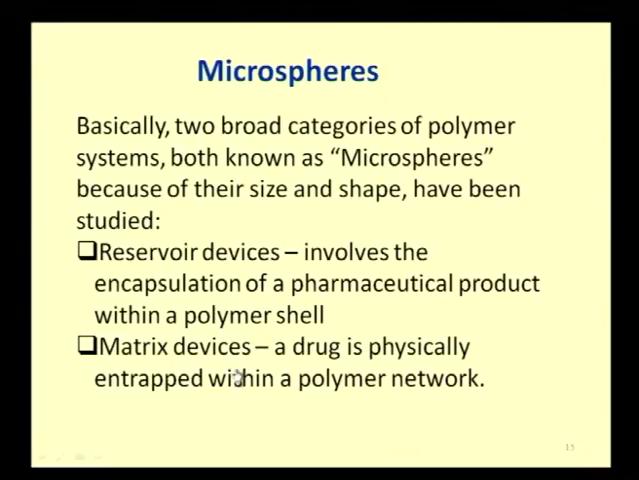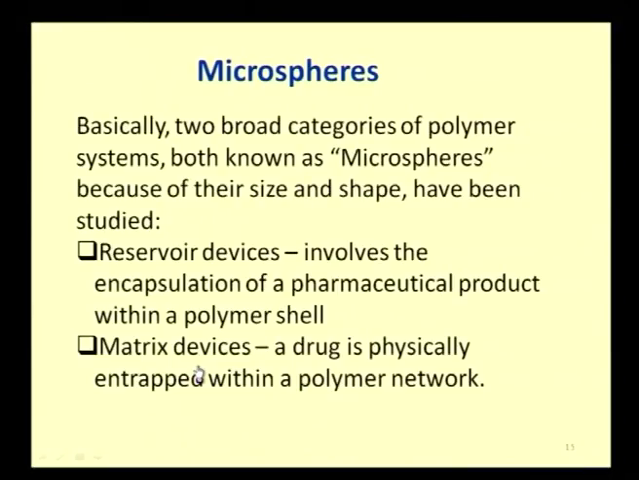The difference between these two encapsulation or microspheres is that in the case of reservoir devices, the method involves the encapsulation of a pharmaceutical product within a polymer shell. That means a polymer shell is there and the core is going to be the drug. The drug is going to be the core which is encapsulated within a polymer shell. Such a device you call a reservoir device.